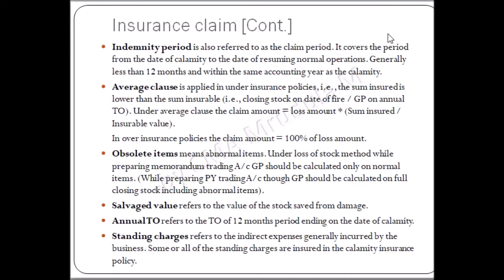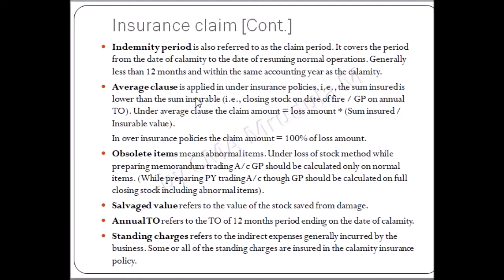Let us now understand some important terms that are used in this chapter. Say average clause. So average clause is applied in underinsurance policies. What does underinsurance policies mean? Underinsurance policies are those policies where the sum insured in the policy is lower than the sum insurable. Sum insurable is the entire amount that is subject to the calamity and risk of the calamity. In loss of stock method, the amount that is subject to the calamity is the entire closing stock that is available on date of fire. In loss of profit method, the sum insurable or the entire amount that is subject to the calamity is the gross profit on the annual turnover.